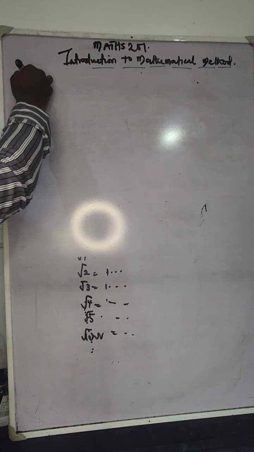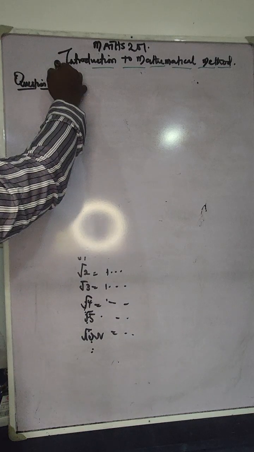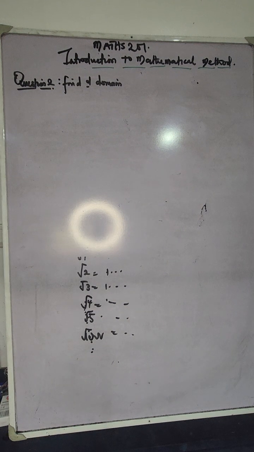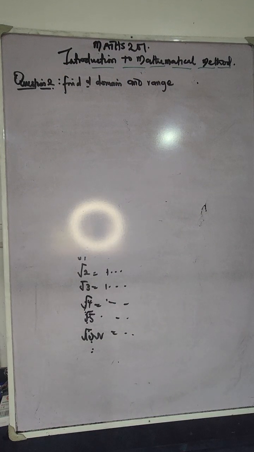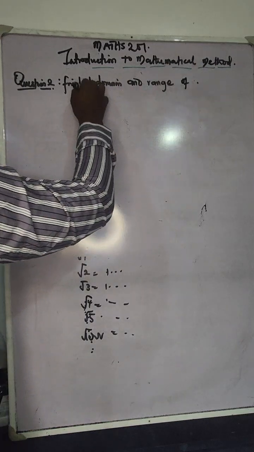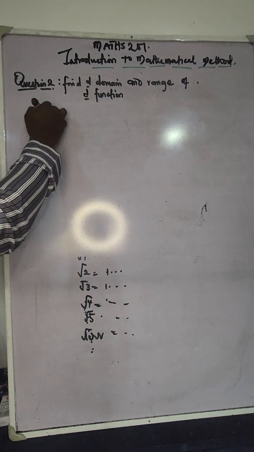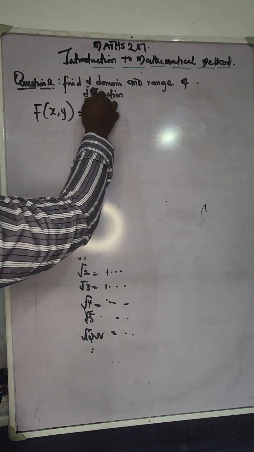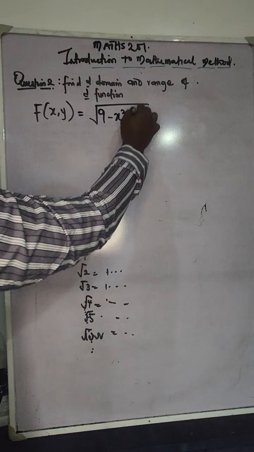Question number 2. It says find the domain and range of the function f(x, y), a function containing two independent variables, equals the square root of 9 minus x squared minus y squared.